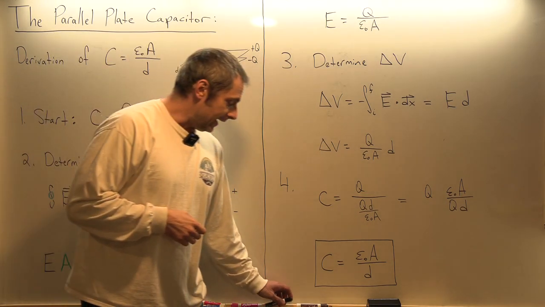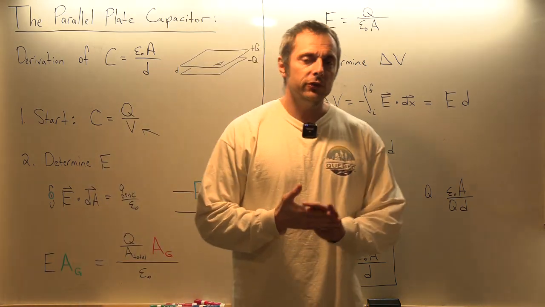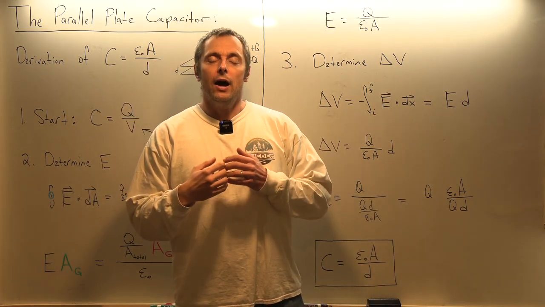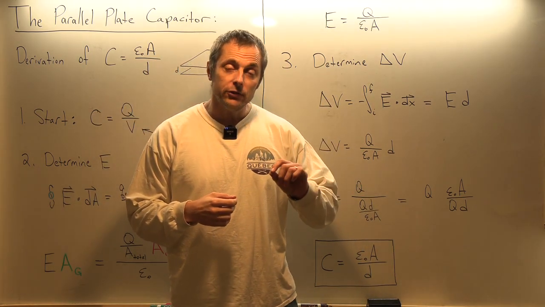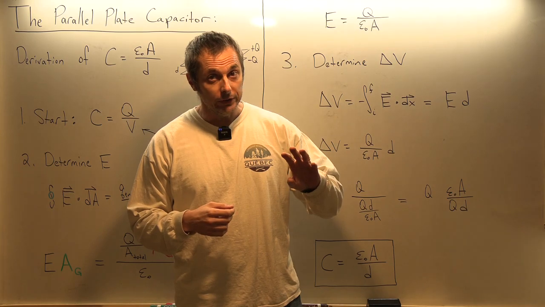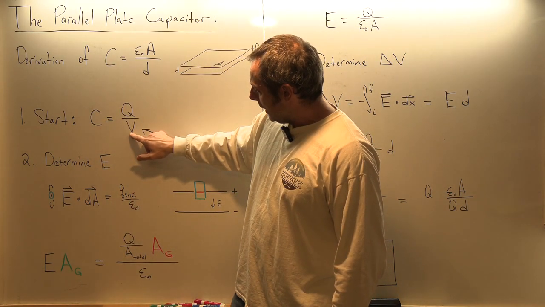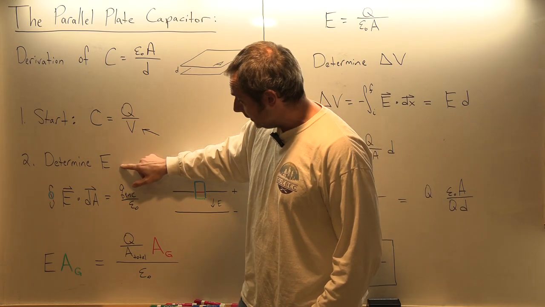Okay, so again, I want to emphasize you should be making these steps in your mind, the 4 major steps, because we're going to be doing them for all 3 geometries. Start with Q over V, then know that you've got to get rid of this V, so that means getting the electric field.